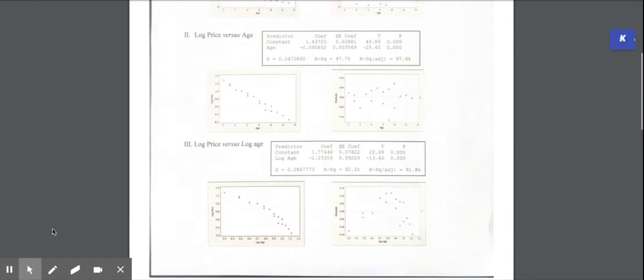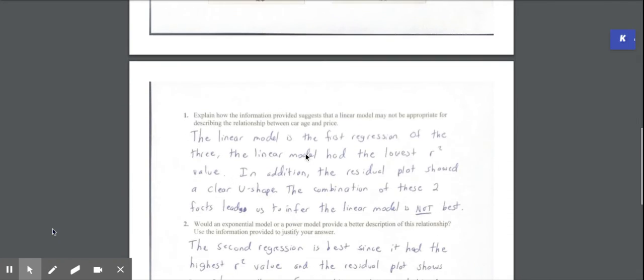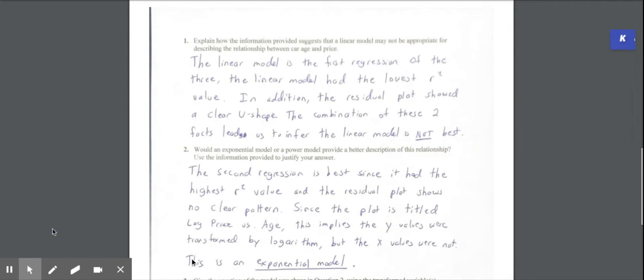Because this second one is log of y versus x, as opposed to log y versus log x, this second one is an exponential regression. So what this tells us is that the model is an exponential model.